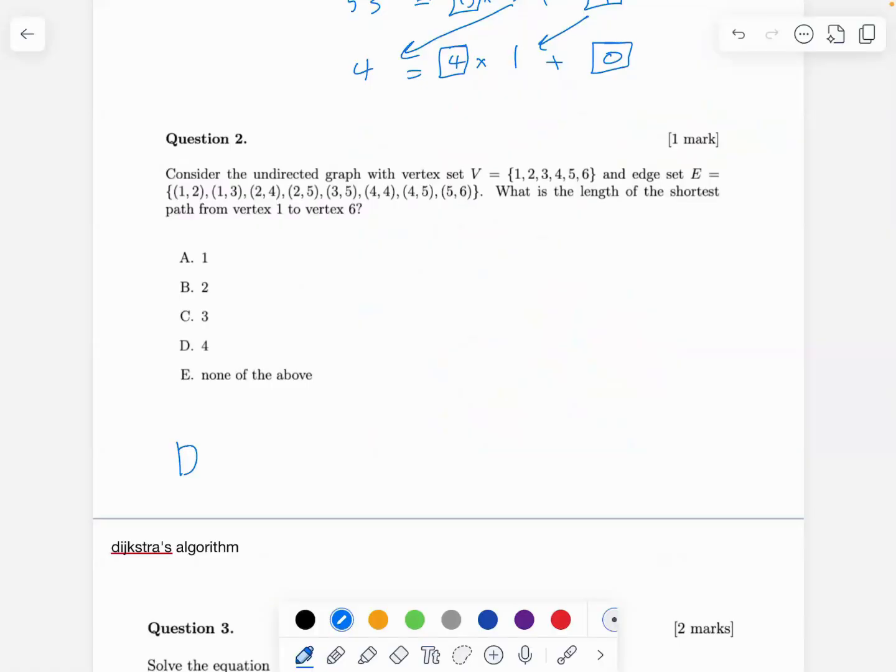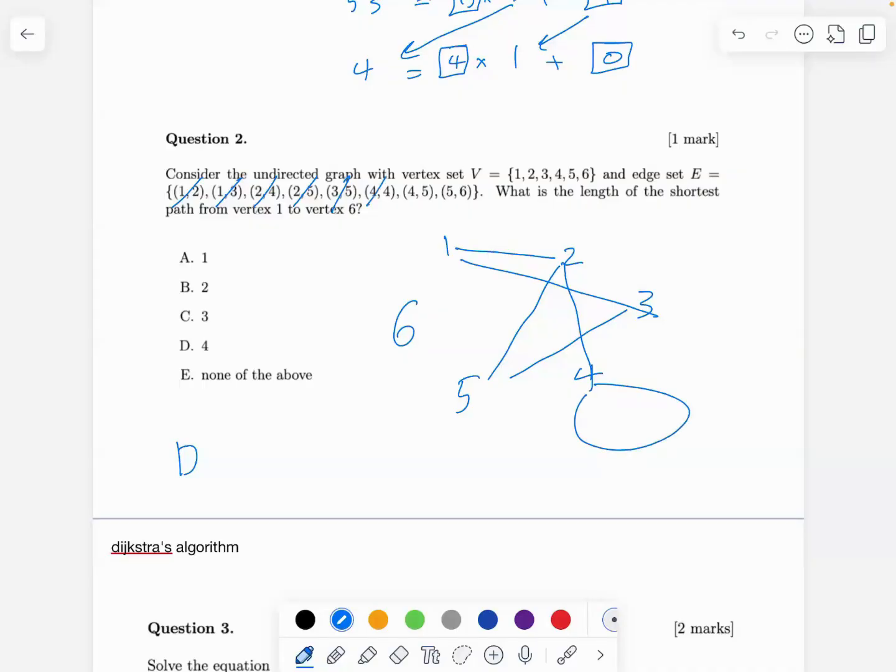Now we have 6 edges: 1-2, 1-3, 2-4, 2-5, 3-5, 4-4, 4-5, 5-6. The question says find the length of the shortest path from vertex 1 to vertex 6.